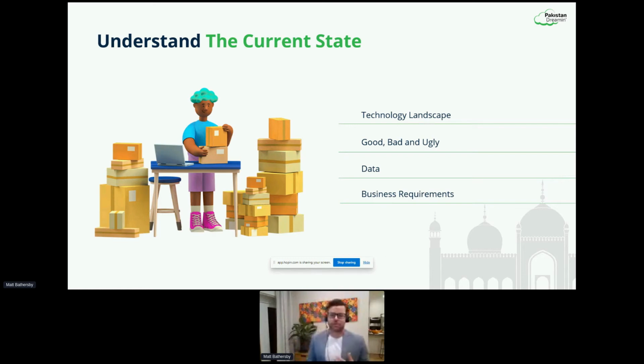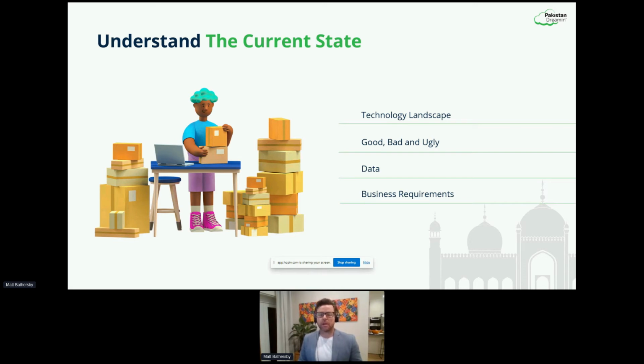So once we understand what that landscape looks like, what are the things there that are actually working for us? What are the things there that are working for us but that are ugly, that can be improved or can work better? And bad, what are the things that are just getting in our way? What are the things that are holding us up from allowing the enterprise to be more efficient, and to work better?